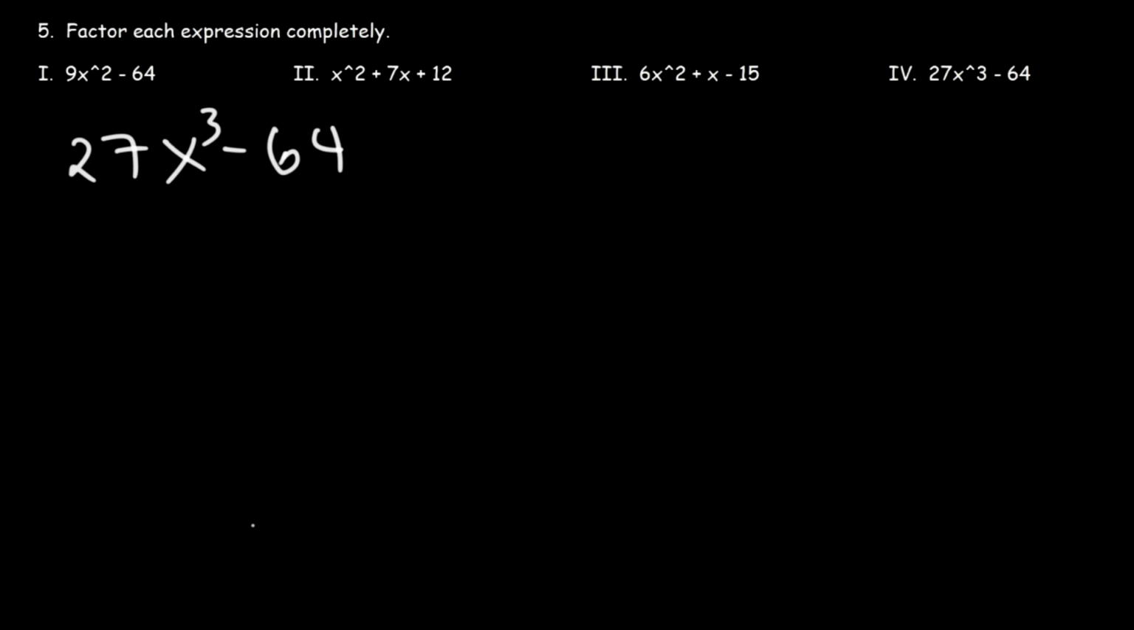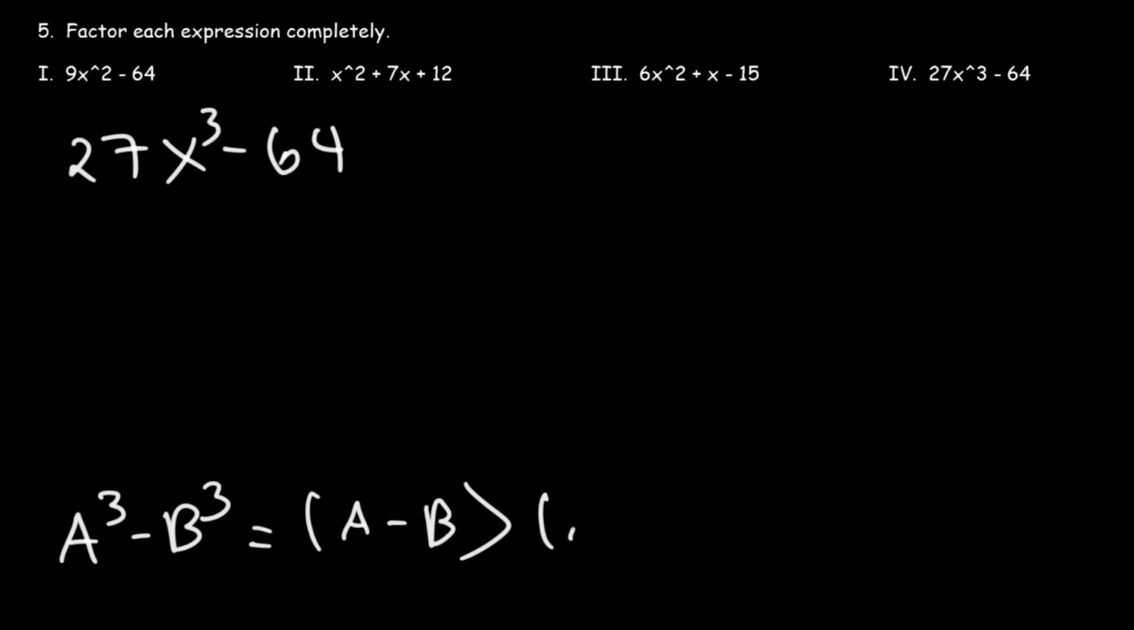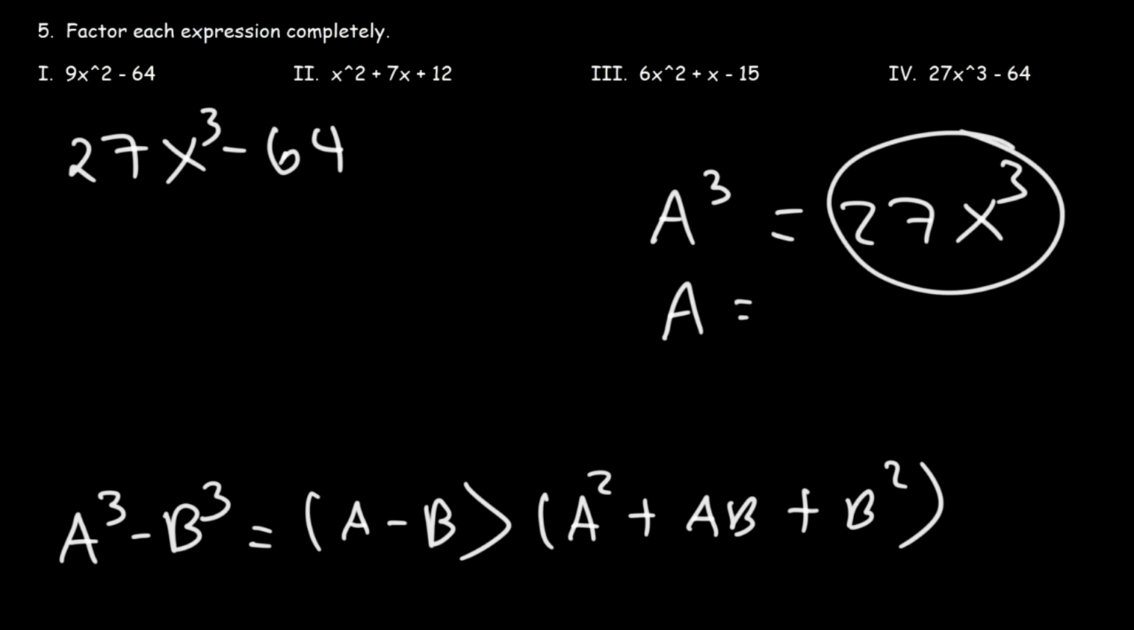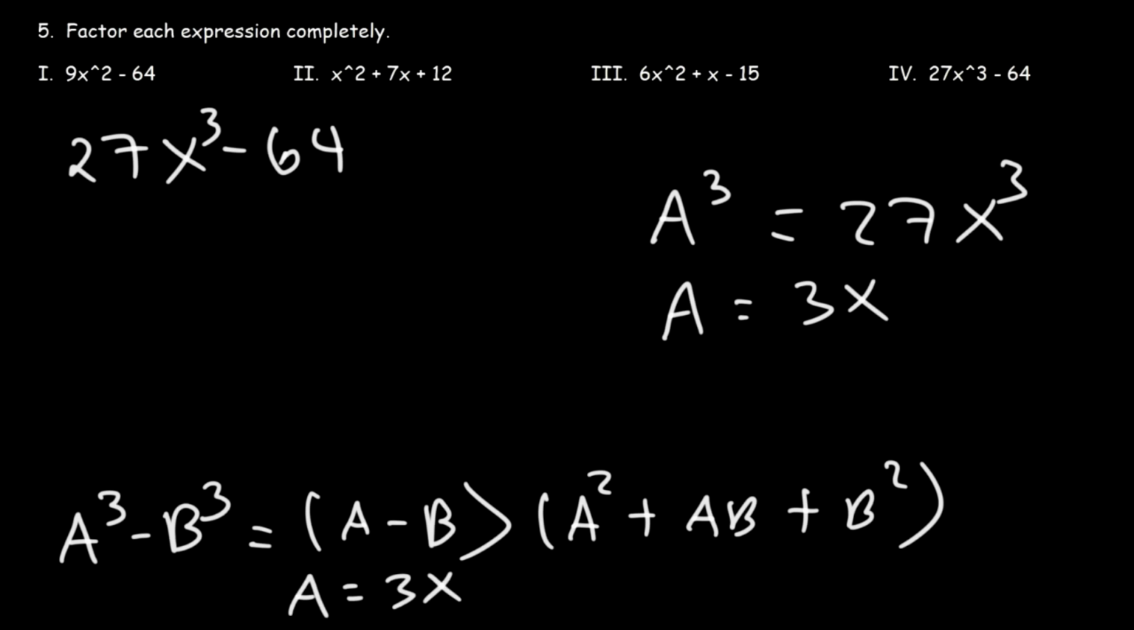And the formula that we need to apply in this case is a cubed minus b cubed, and that's equal to a minus b times a squared plus ab plus b squared. So what is a and what is b? Here's a question for you. If a to the third is 27x cubed, what is a? Well, a has to be the cube root of this. The cube root of 27 is 3, and the cube root of x cubed is simply x. So a is equal to 3x.